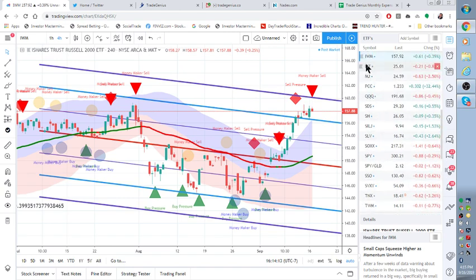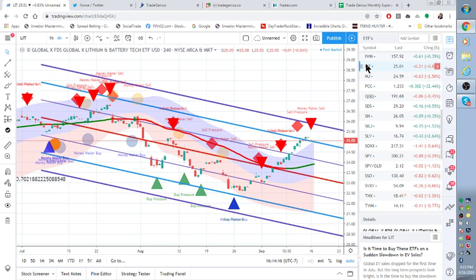So where am I at here? Okay, here's lithium. Like I said, a lot of these are going to look the same, so I'm not going to just keep repeating myself.